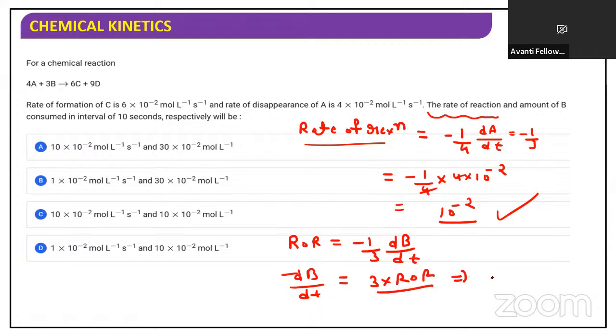And what is the rate of reaction? That is 3 into 10 to the power minus 2, because 10 raised to the power minus 2 is the rate of reaction. Now they are asking in the interval of 10 seconds. So this dB comes out to be 3 into 10 to the power minus 2 into 10. So this value comes out to be 30 into 10 to the power minus 2, which is the correct answer.